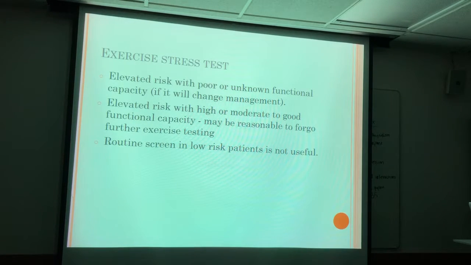It may from an anesthetic standpoint, but it's not going to change the management for the patient from an outpatient standpoint. Patients with elevated risk, with high functional capacity or even moderate functional capacity, do not need an exercise stress test. It would be based on your clinical judgment whether you think it's appropriate for that patient, depending on what kind of surgery they're coming in for.